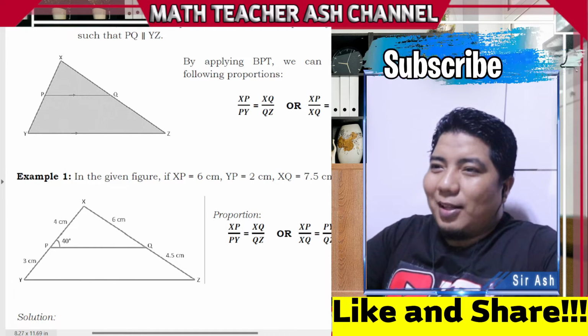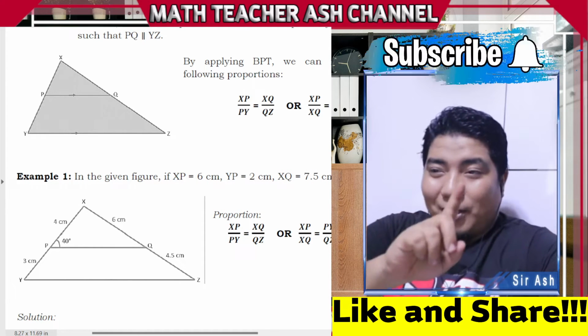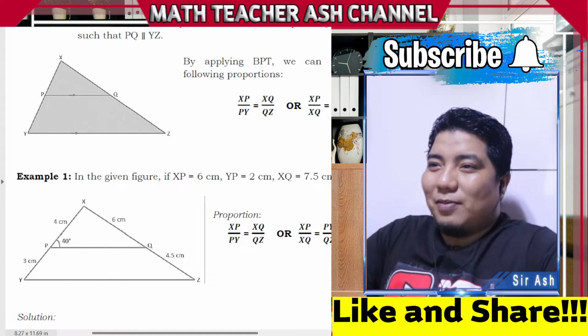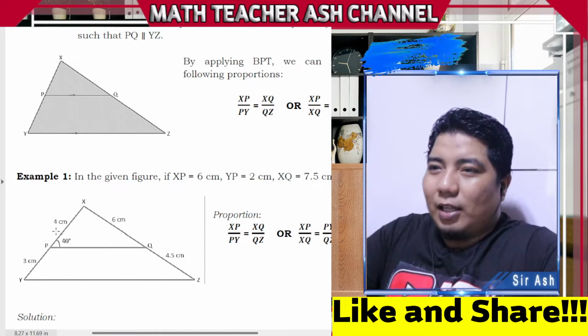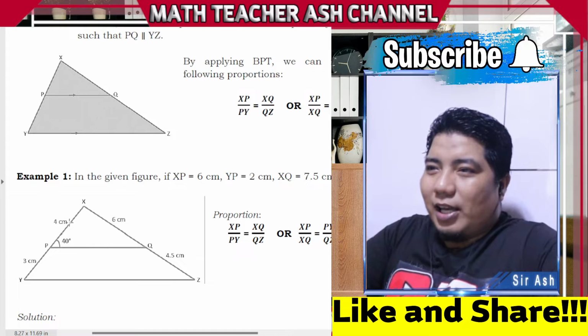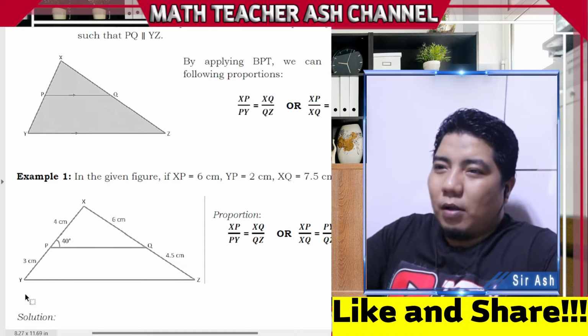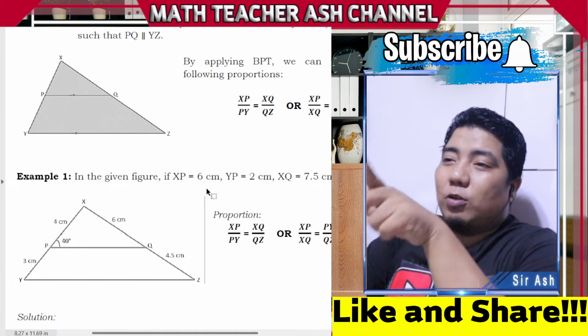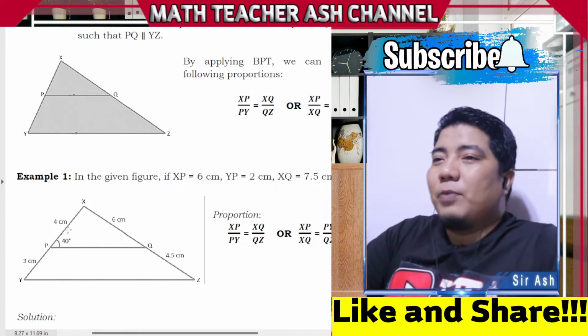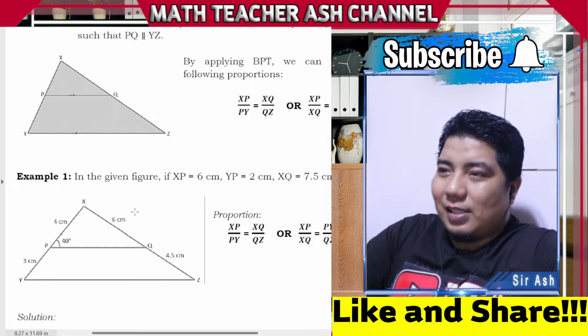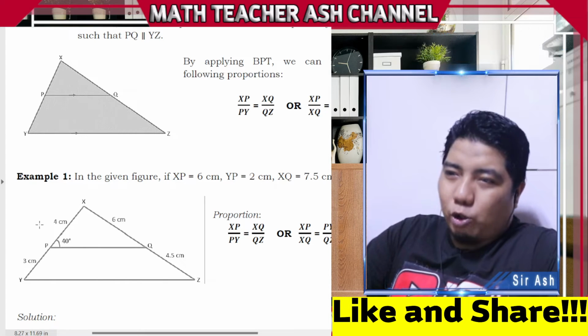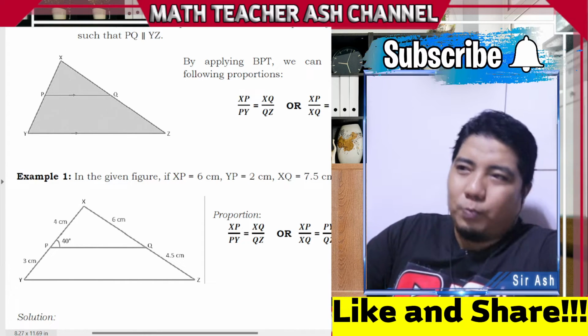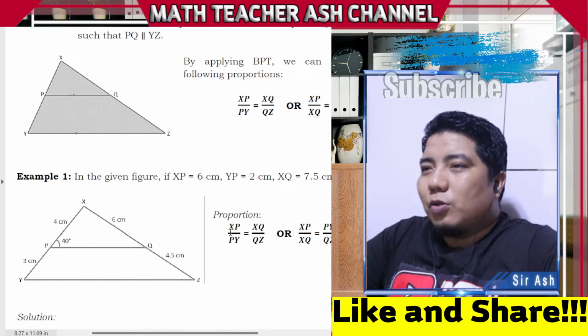Hi, my dear math learners. So, first error we have seen here is XP, mali ito. So, dapat 6 ito. Okay, 6. YP is 2. Ang nakalagay dito, 3. Ayan, hindi na ito correct. So, let's follow the statements here, not on the figure. Okay? So, XP is 6. YP is 2. So, 6 over 2. Ganon.